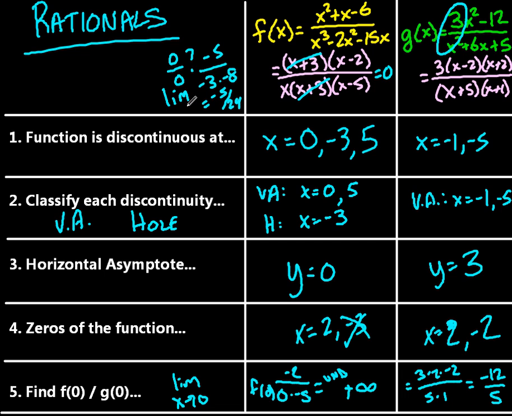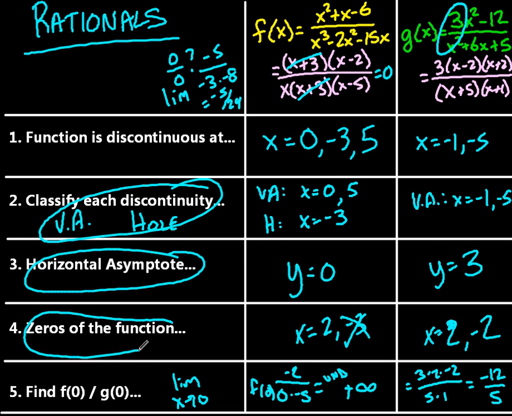But the main part you need to remember are vertical asymptotes versus holes, and remembering horizontal asymptotes and how to find the zeros of the function. Those are the main points that we need to remember from rationals. Especially that part you hated the most, knowing what a horizontal asymptote may have been.